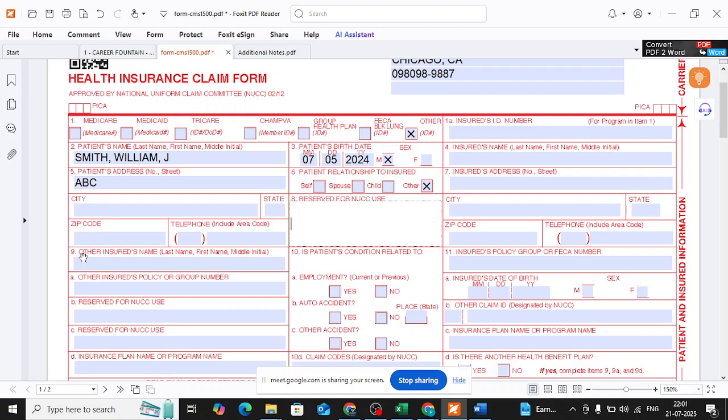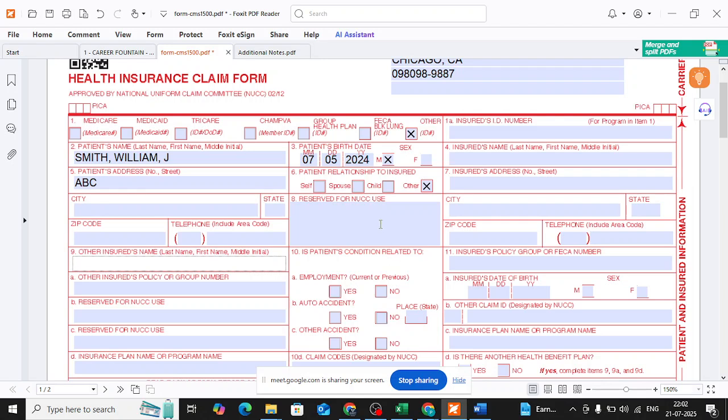Box number 8 is reserved for the National Uniform Claim Committee, so we don't have to worry about that. Box number 9 is for other insured name. Whoever the other members on the policy are, that information goes here, but mostly I never saw this, and we can ignore this box. Box number 10 is for is the patient's condition related to.